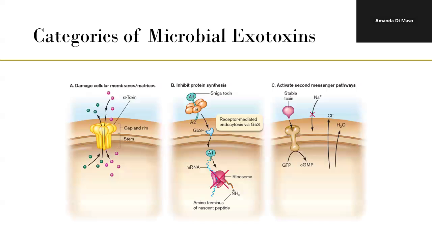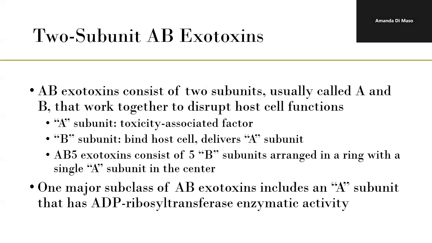So here's just a couple pictures of them. We aren't really going to get into the details of any of these except for B here, the AB toxins and how they work. So they consist of two subunits, subunit A and subunit B. This is different than the ones we heard earlier with how the cells will commit suicide, basically. This is a different AB toxin system.